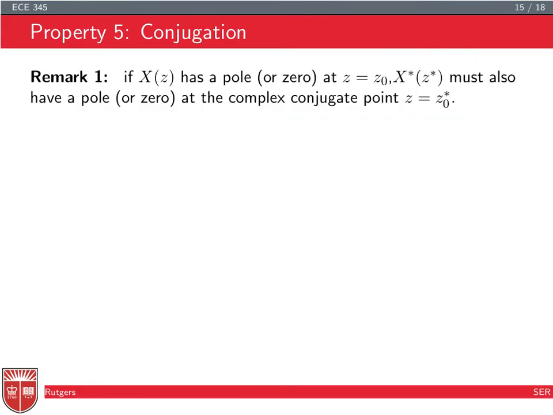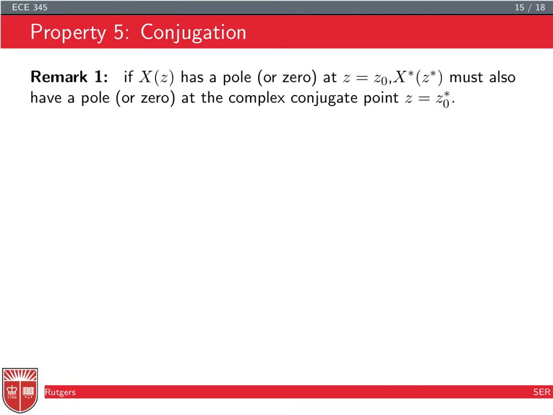So let's try to understand more about some properties of conjugation. If X(z) has a pole at z equal to z0, then X star of z star must also have a pole at the complex conjugate point, which is z equal to z0 star. So again, if X(z) has a pole at z equal to z0, then the conjugate X star of z star has a pole at z0 star.